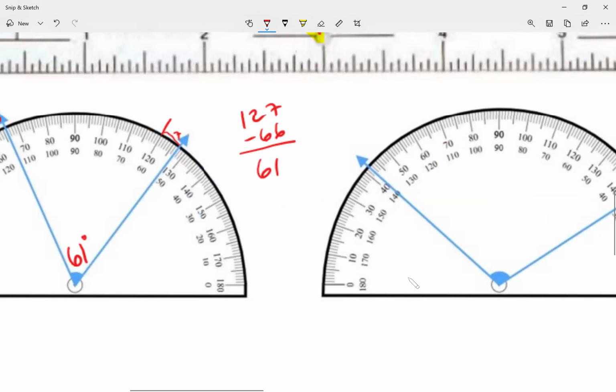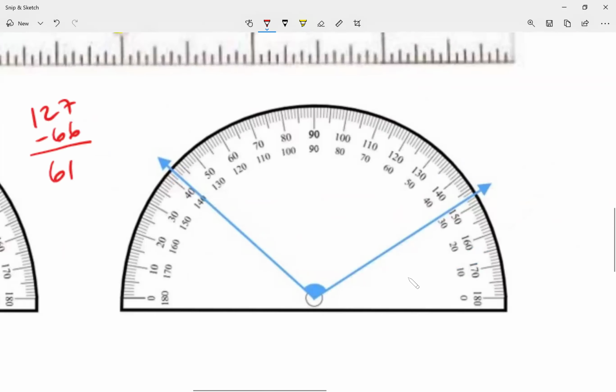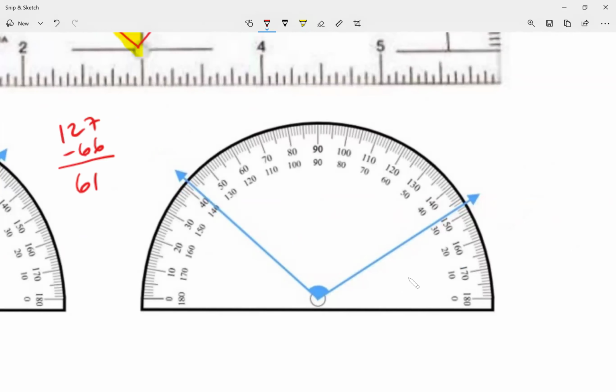Okay, let's do it again. Let's take a look at this other one here. If I'm looking at the outside numbers, this happens to be 42, right? There's 42 more. Here's 140, 145, 146, 147. So I'm going to go 147 minus 42.